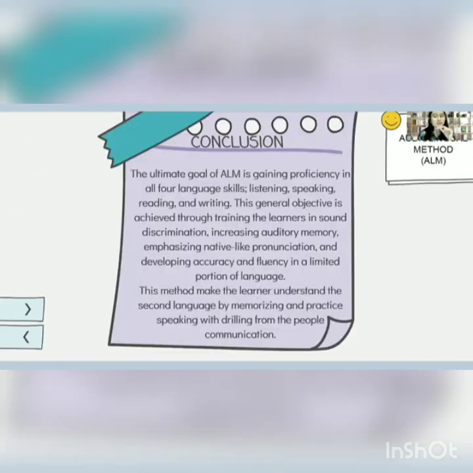So the conclusion of this audiolingual method is that the ultimate goal of this method is gaining proficiency in all four language skills: listening, speaking, reading, and writing. The general objective is achieved through training the learners in sound discrimination, increasing auditory memory, emphasizing native-like pronunciation, and the last one is developing accuracy and fluency in a limited portion of language. This method makes the learner understand the second language by memorizing and practicing speaking with drilling from people's communication.